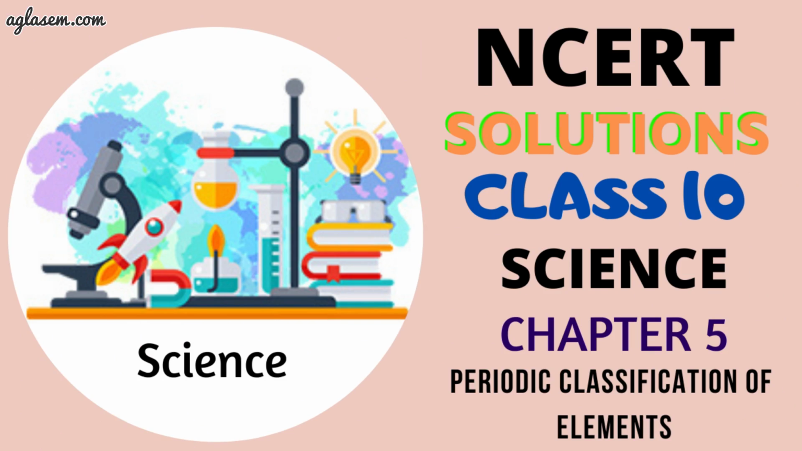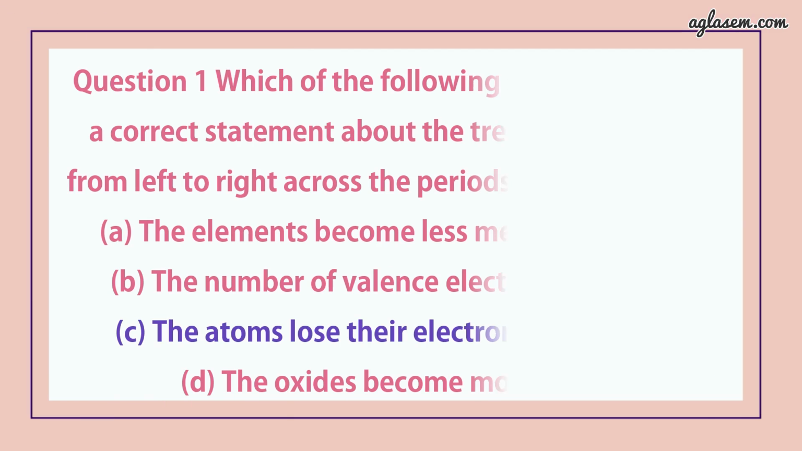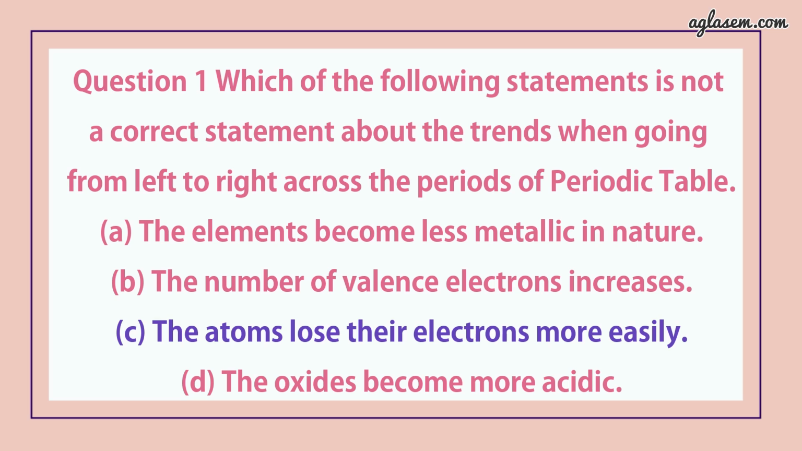Today in this video, I will be covering chapter 5 of class 10 science, that is periodic classification of elements. So let's discuss questions and answers. Question number 1 says, which of the following statements is not a correct statement about the trends when going from left to right across the periods of the periodic table? Answer is C, that is the atoms lose their electrons more easily.